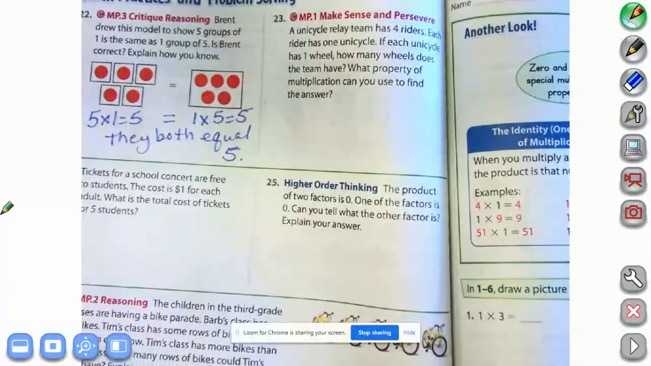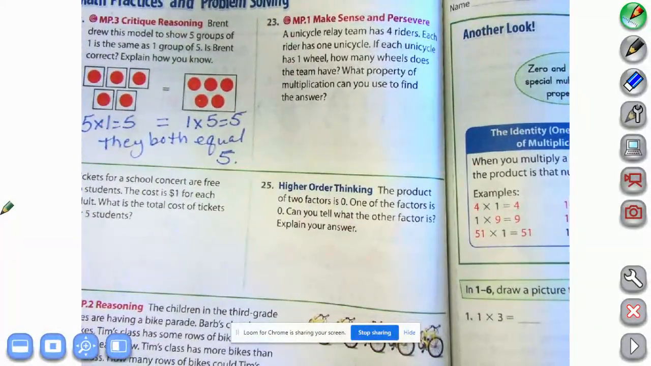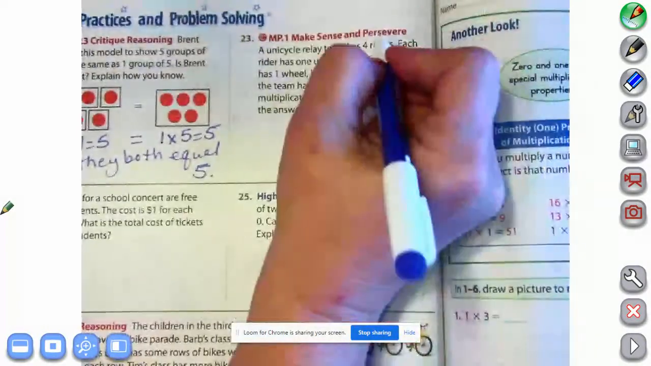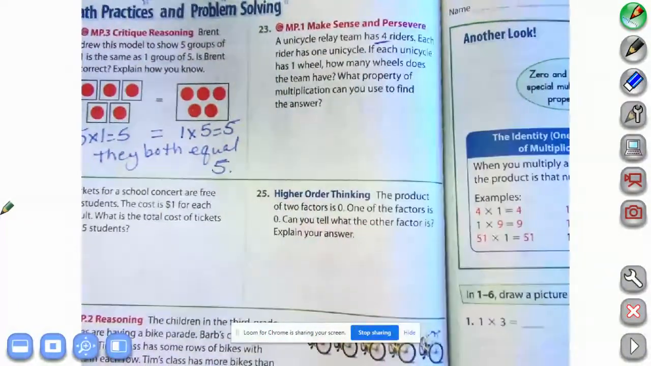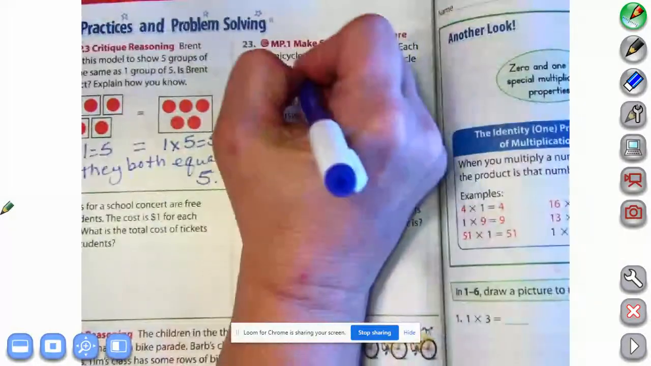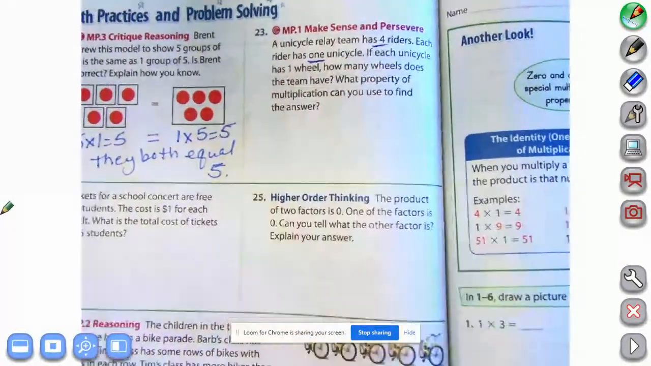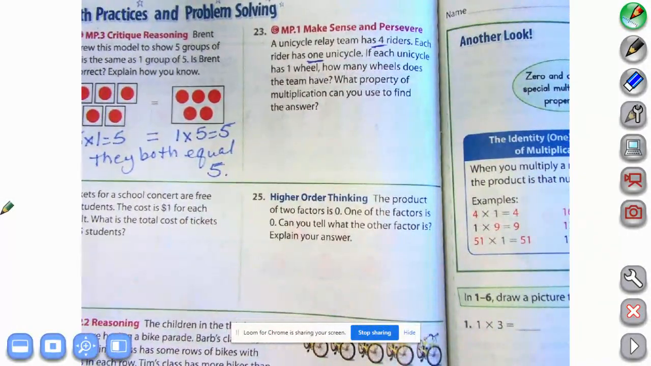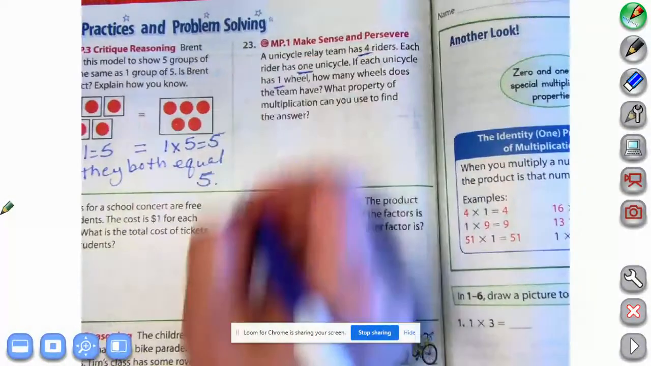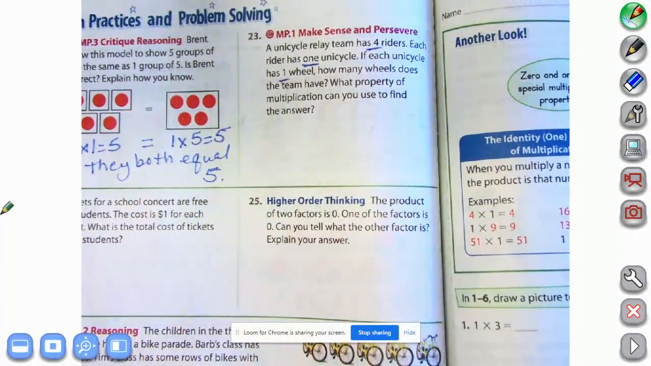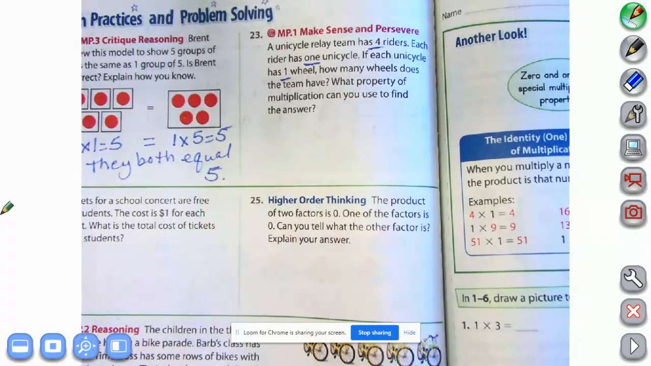Number 23. A unicycle relay team has 4 riders. Each rider has 1 unicycle. If each unicycle has 1 wheel, how many wheels does the team have? What property of multiplication can you use to find the answer?